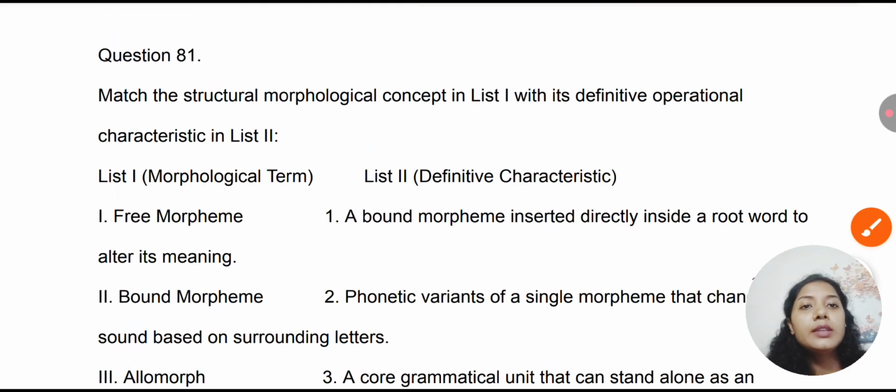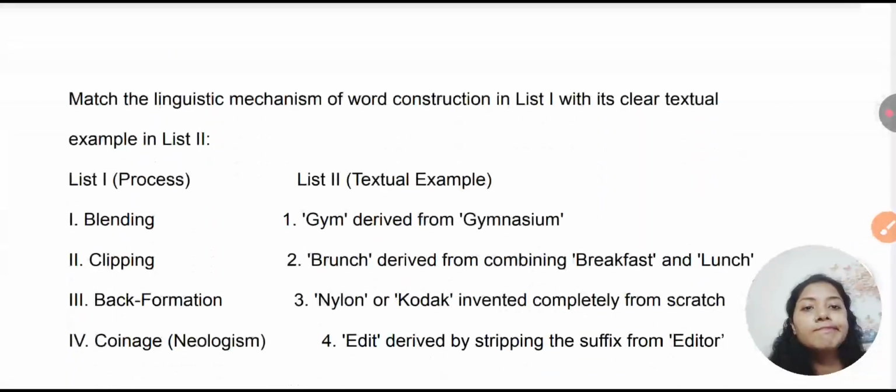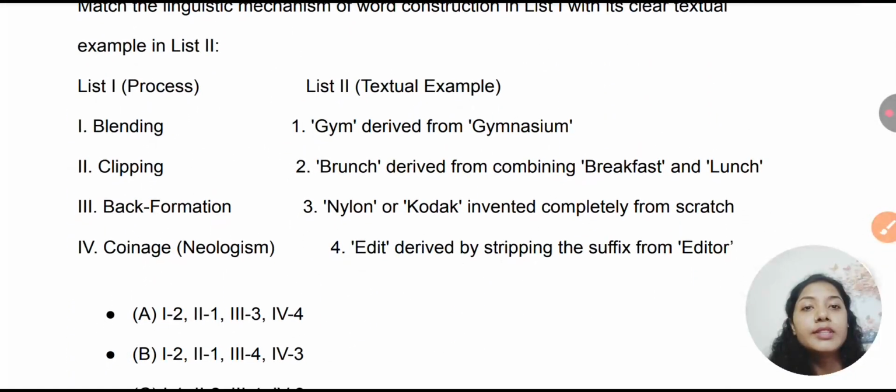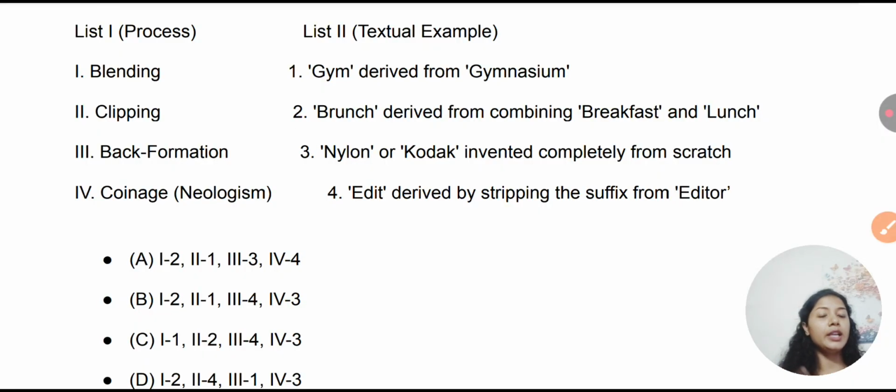Now let's see the next question. This is also a very good question. Process of blending, clipping, back formation, and coinage. So you have the word gym derived from gymnasium, brunch derived from combining breakfast and lunch, nylon or codec invented completely from scratch, or edit derived by stripping the suffix from editor.